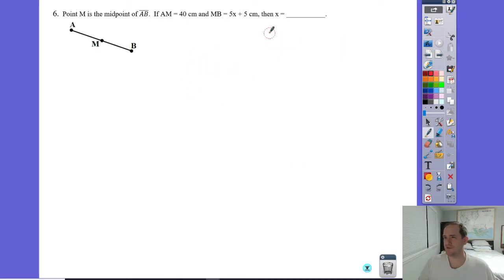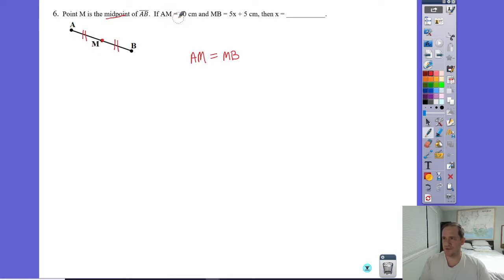For 6, you have a little bit of algebra. So read through, find some important vocabulary. It says point M is the midpoint. So again, we've got that midpoint idea. If it's the midpoint, it means that we're dividing this line segment in half, so AM has to be the same as MB. I know that AM must be equal to MB because M was a midpoint.